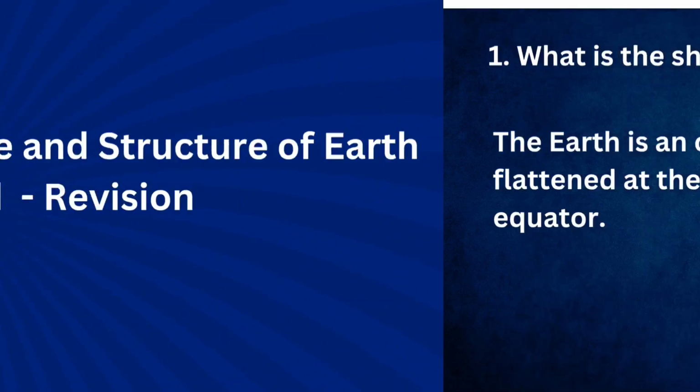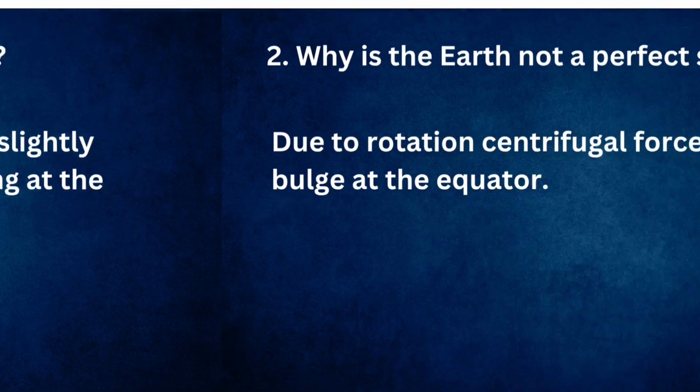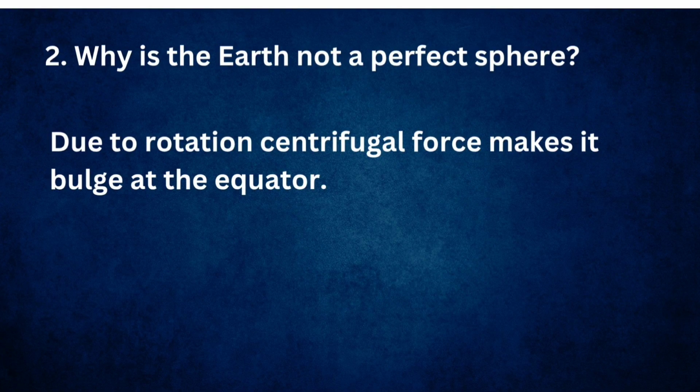Shape and structure of Earth. What is the shape of Earth? Earth is an oblate spheroid, slightly flattened at the poles and bulging at the equator. Why is the Earth not a perfect sphere? Due to rotation, centrifugal force makes it bulge at the equator.